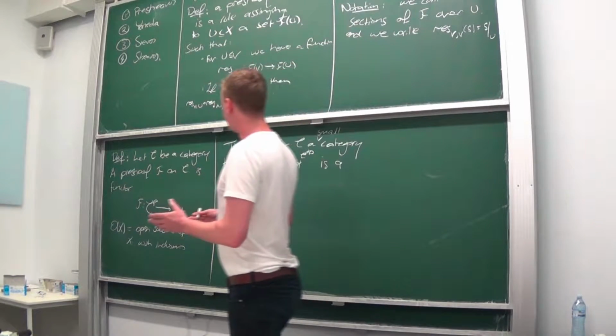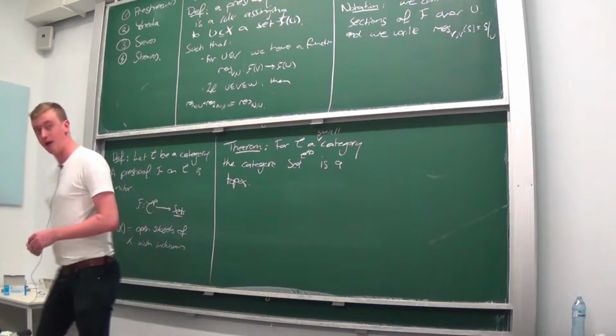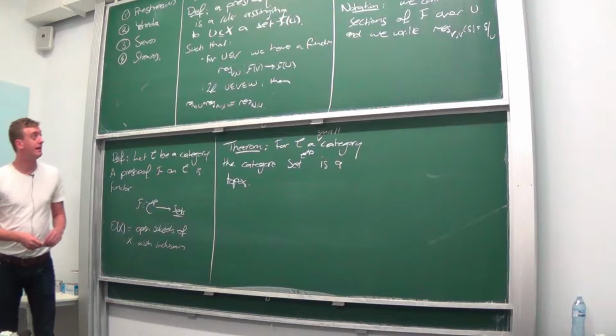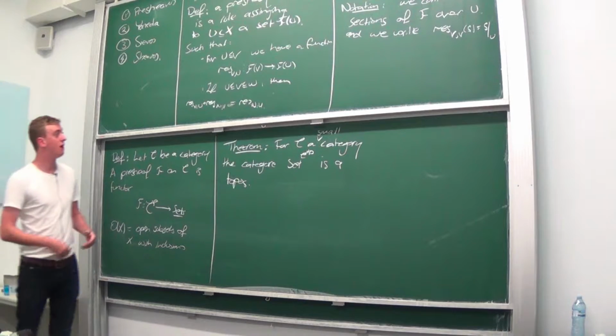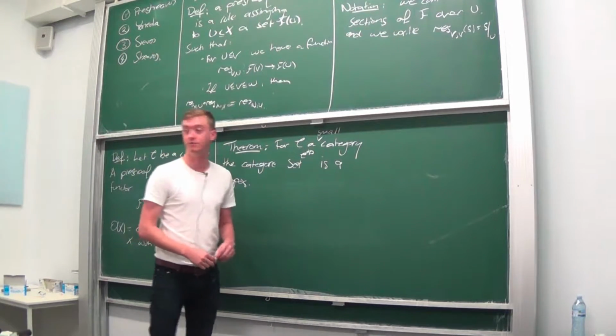So now we've started with our category C that we're interested in, and we've got presheaves on C. These are quite general objects, so we need a way of elucidating the structure of this category.